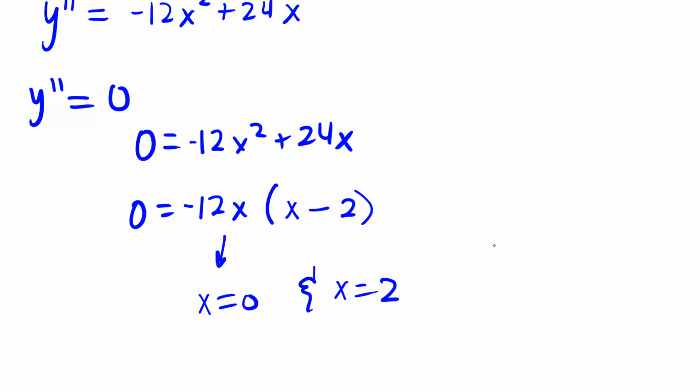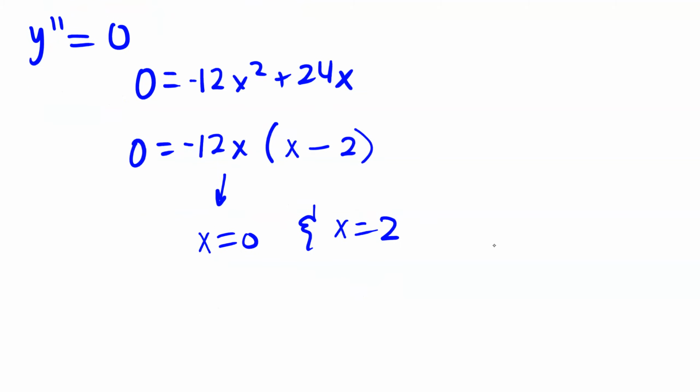These are not critical points. We don't call them critical points because this is not the first derivative. They're technically called points of inflection, because you're switching between your concavities, from concave up to concave down. Critical points are for first derivatives. Points of inflection are for the second derivative.